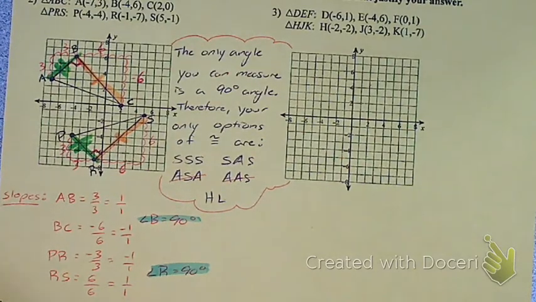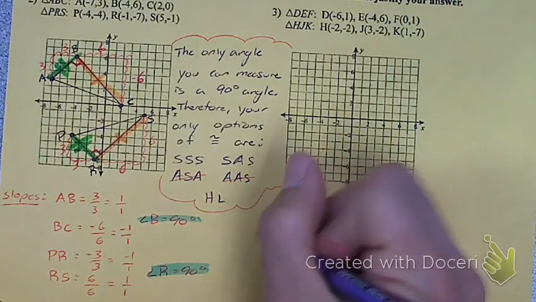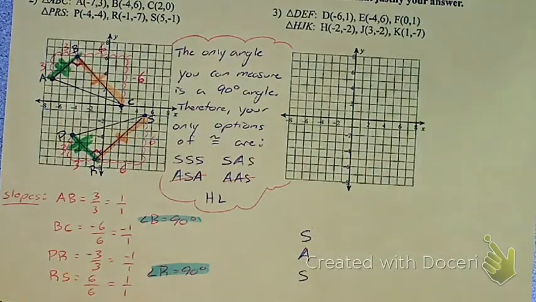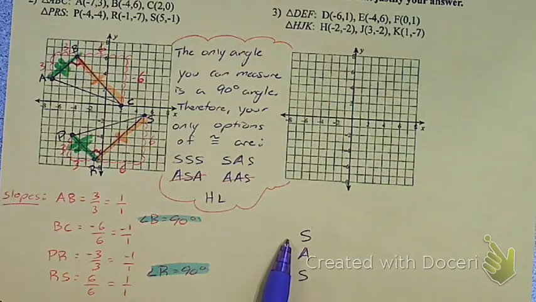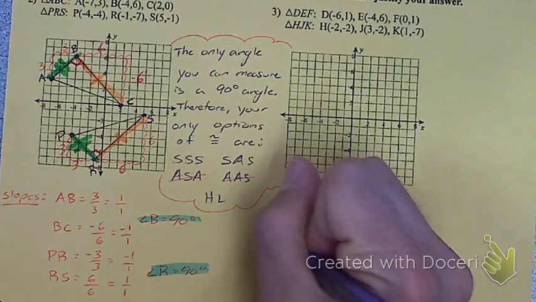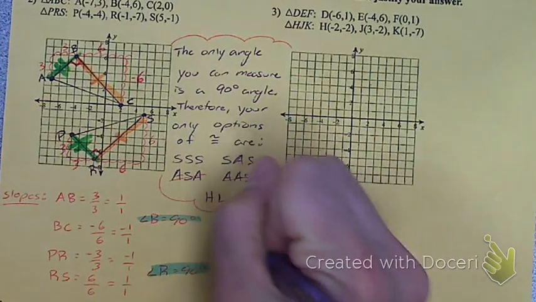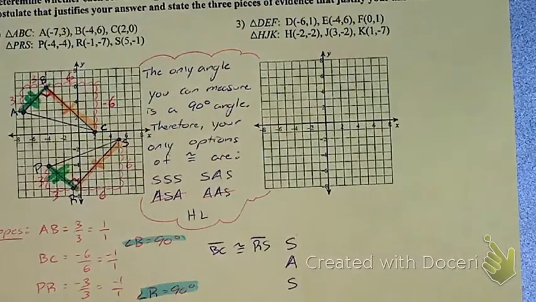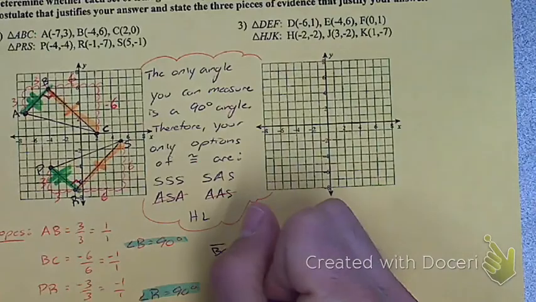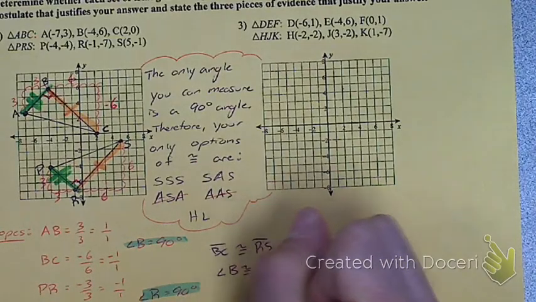And let's just organize our answer. We want to prove side, angle, side. So give me one pair of congruent sides that we proved. RS with what? RS is congruent to BC. And we proved that with this one. Next, I need an angle. What angles do we prove are congruent? R and B. Angle B is congruent to angle R.